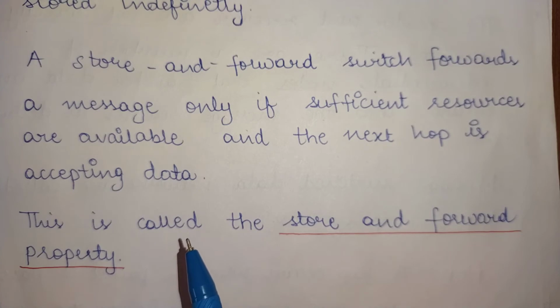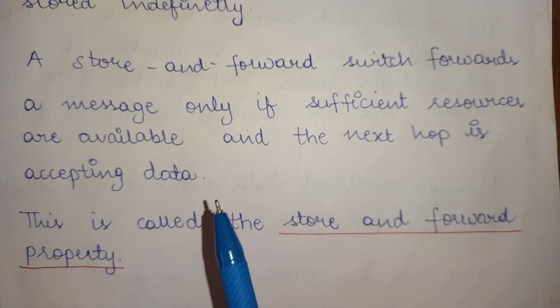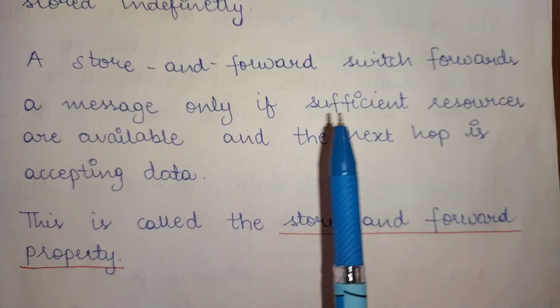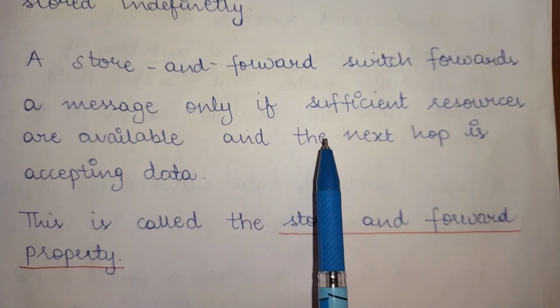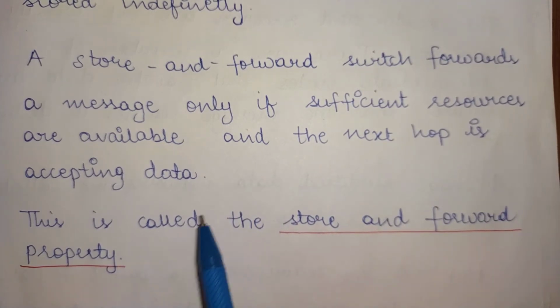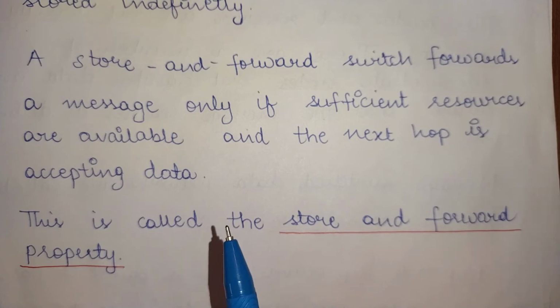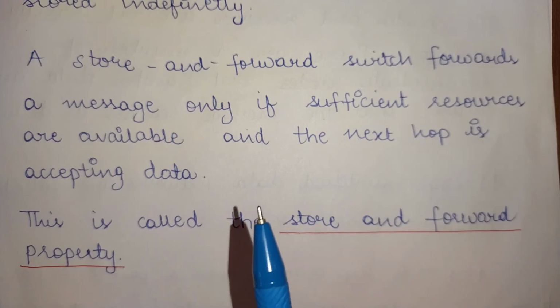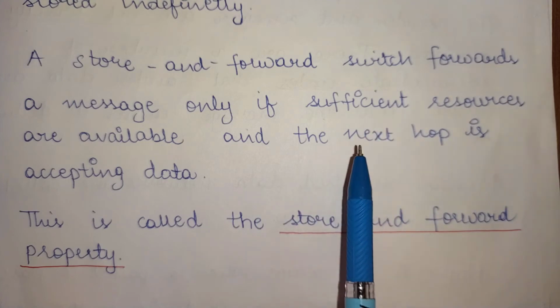Now what are these sufficient resources? They are, most importantly, the communication links or channels. If they are available, only then the message will be forwarded, and the next hop must also be accepting the data. That means the next node which has to receive the data must be accepting it. Only then the switch will forward the data.